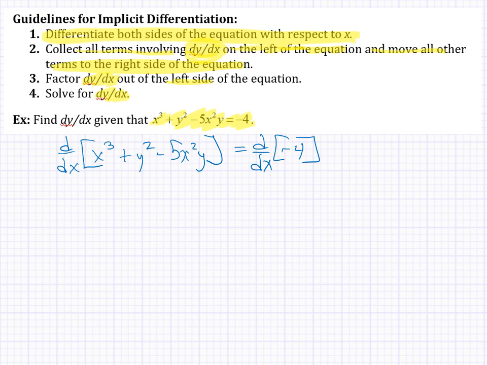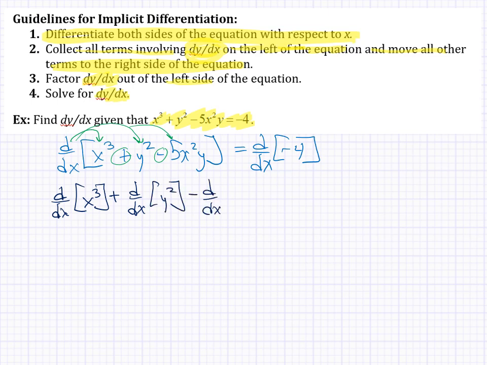Then what I'm going to do is start applying my derivative rules, actually do these derivatives. So what do we have? We have a sum and a difference here, so this derivative can be split apart here, here, and here separately. So I could do the derivative with respect to x of x cubed plus the derivative with respect to x of y squared minus the derivative with respect to x of 5x squared y. And on the other side, I have the derivative with respect to x of negative 4 still. I didn't do that yet.